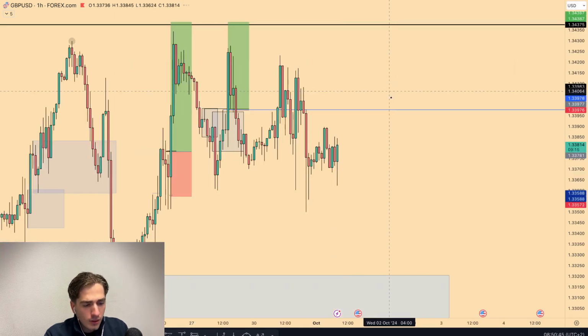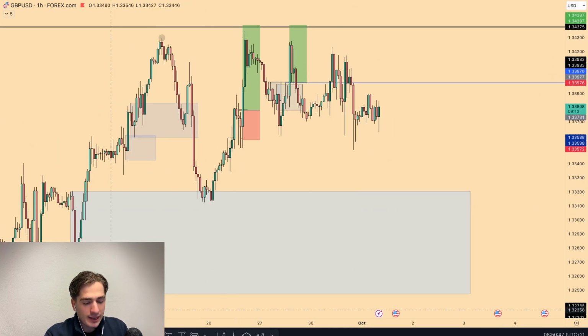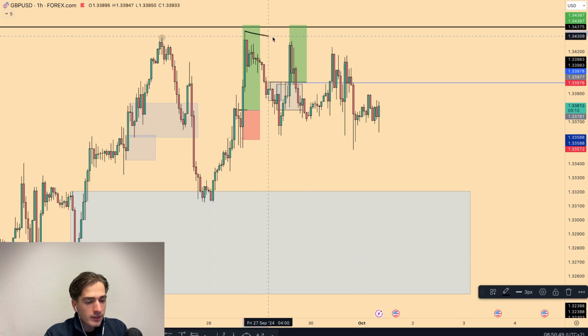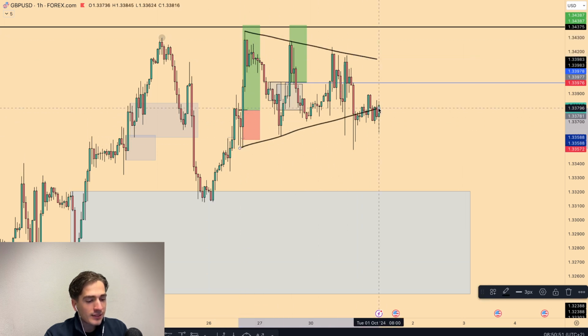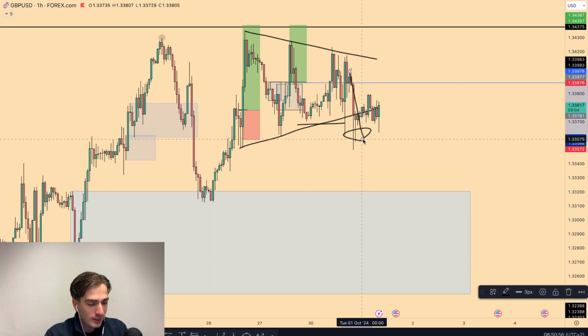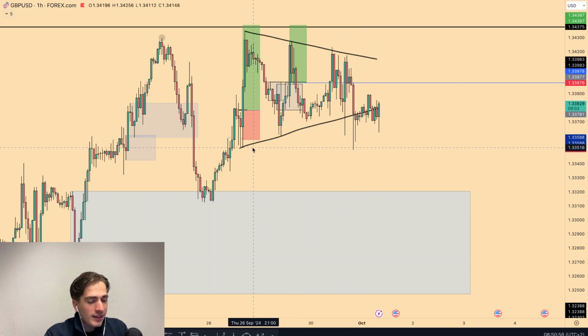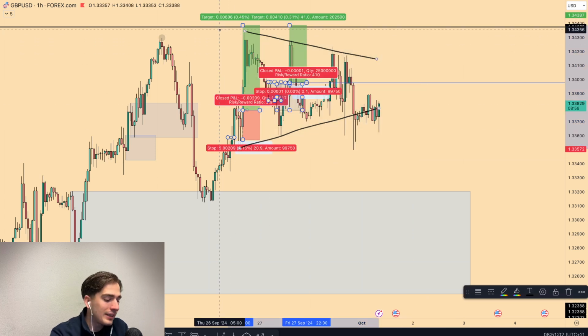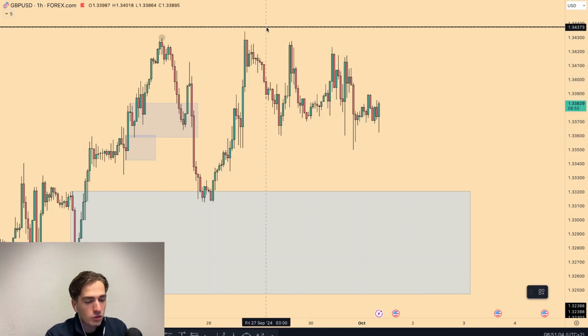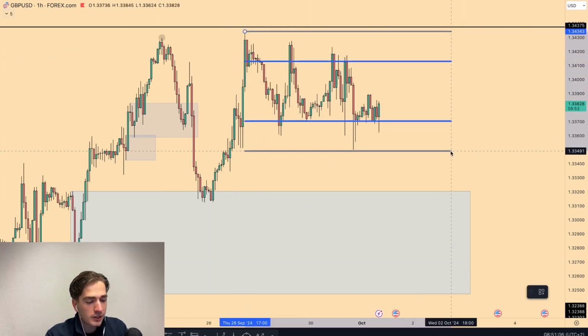So yesterday, what I mentioned is that we had this kind of wedge forming, and what you often see is that we just grab liquidity and then just reverse, but then again push back down. So this is evolving into a big consolidation range. Therefore, I would advise against you trading this. What I would just view this as is a consolidation range like this.